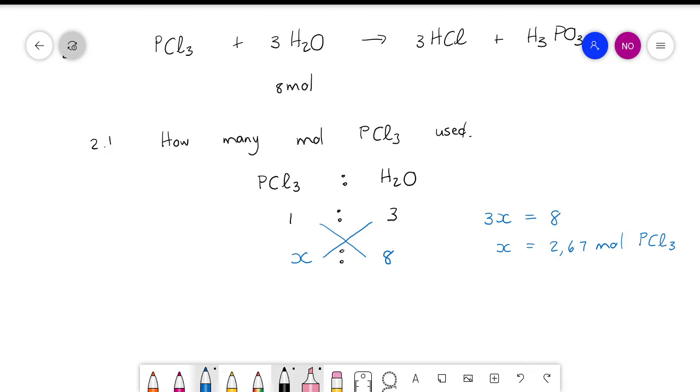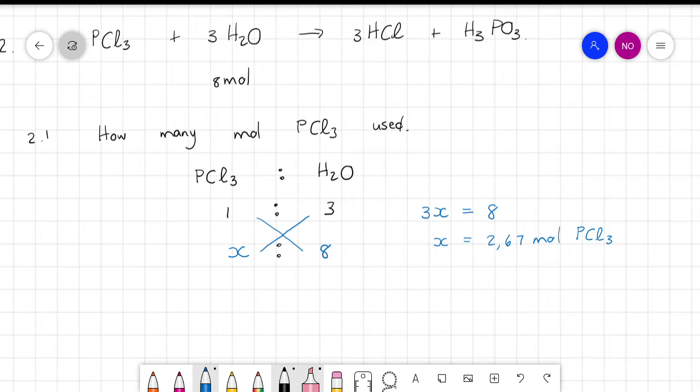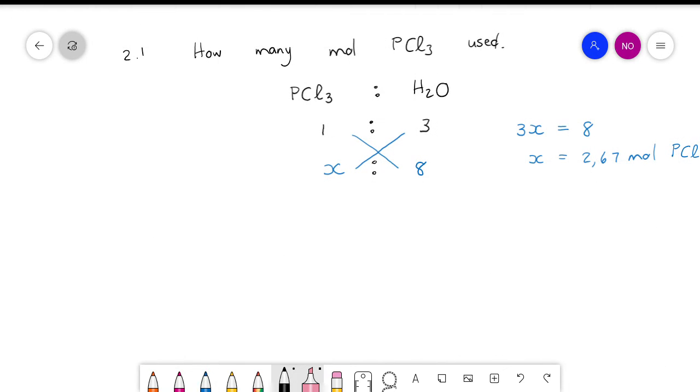Kyk, dan gaan ons aan. By 2.2 sê hulle vir jou, hoeveel gram van die H3PO3 het gevorm? So we have to take it to mass. But you can't take it straight to mass, you first have to work with mole. So I'm going to work with the relationship between water and H3PO3.